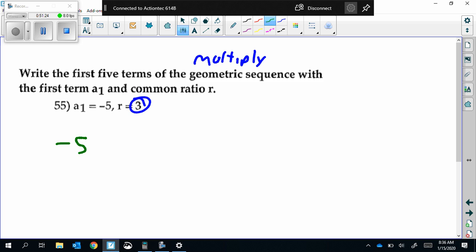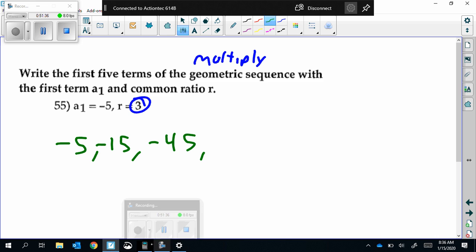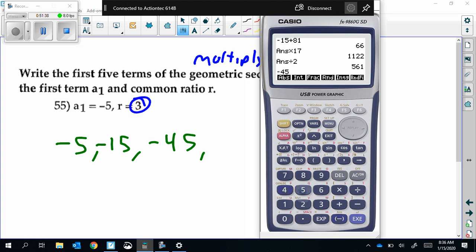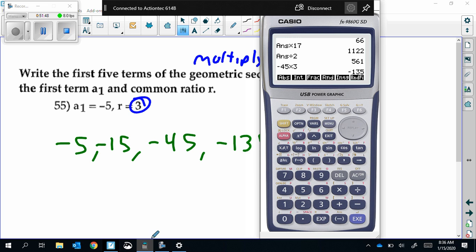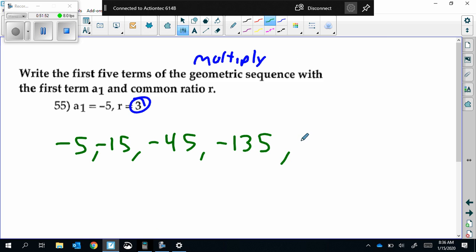Starting at a negative 5, we're going to multiply by 3. Negative 15. Multiply by 3. Negative 45. Multiply by 3. Calculator time. Negative 45 times 3. Negative 135. And then times 3 again is negative 405. First 5 terms, 1, 2, 3, 4, 5.